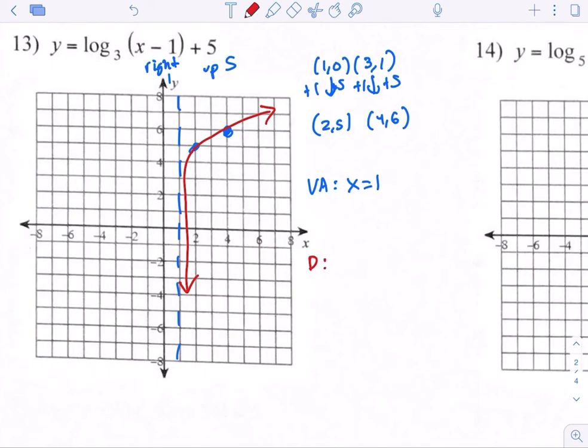Domain. How far left does this graph go? All the way to right there. So approaches 1 from the right hand side to infinity. Range is negative infinity to infinity.